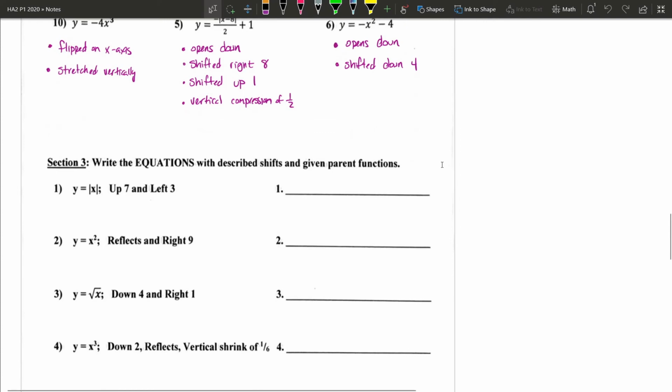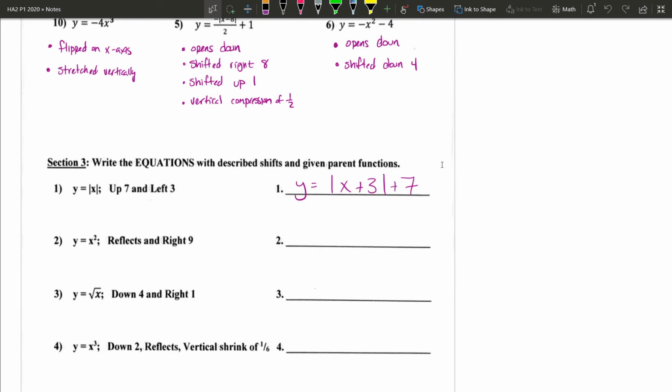Our parent function is the absolute value function, and I want to shift it up 7 and left 3. Do I have an a value I've got to change? No. We can say y equals or f of x equals, whichever you like for this one. I need y because it's in the problem. y equals the absolute value of x. Okay, it says left 3, so I'm going to go plus 3. Insiders lie. And up 7. Easiest 100 you're going to make this year, right?